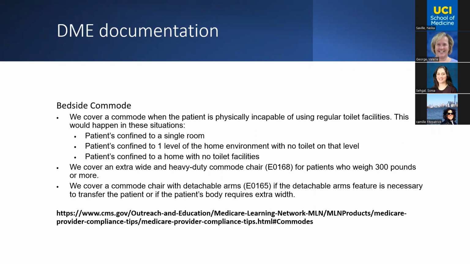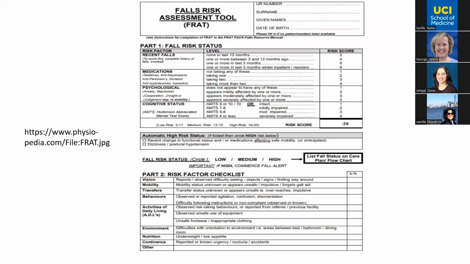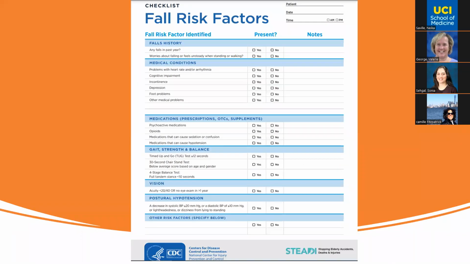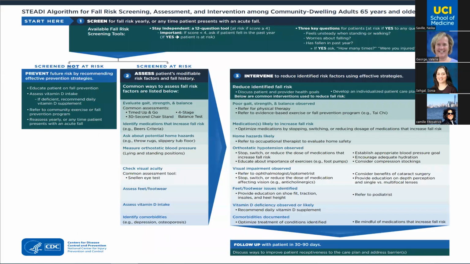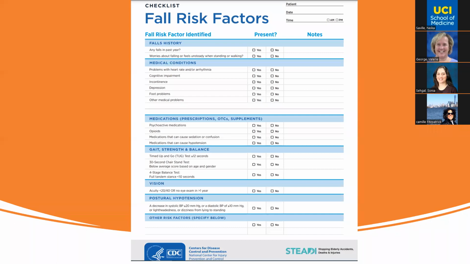Okay, these last few slides are just some fall assessment tools that you can get online. This is from Physiopedia, from Johns Hopkins. It's a tool that you can use within your clinic to evaluate for fall assessment. Next one. This is another one from the CDC or a study group. Again, this is just a checklist of risk factors you can ask about or look for. And these all have the same kinds of things that we had talked about.